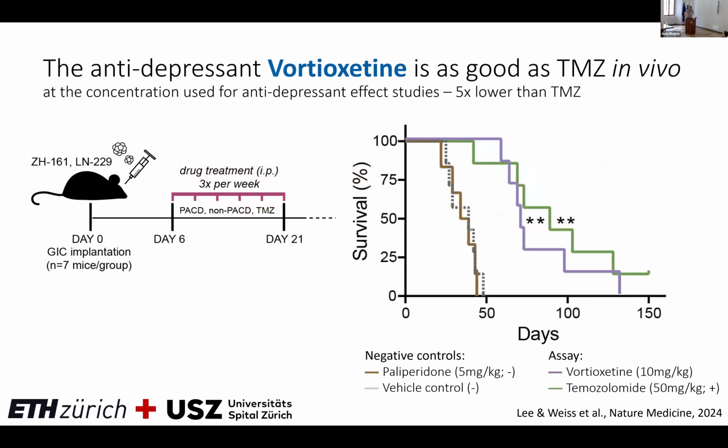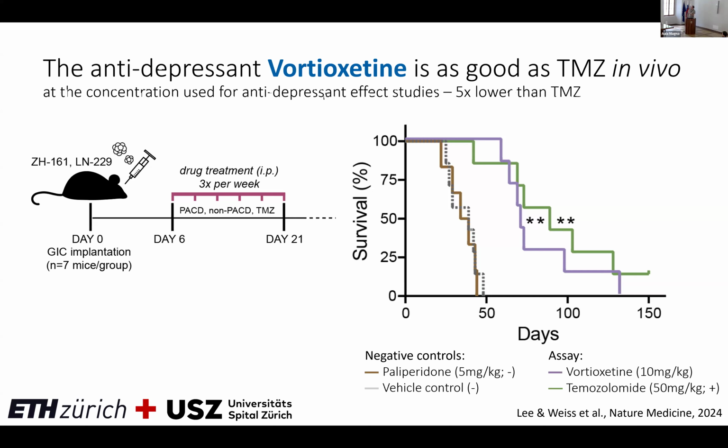A little last nugget of validation for this data. So the strongest drug that we found from this effort was vortioxetine. This is a safe and clinically approved antidepressant that's taken by millions of people around the world for months. And so what we did together with our clinical collaborators was a number of in vivo experiments where we inject glioblastoma initiating cells into mice, let the tumors grow, and then start treating these mice, either with a standard of care, negative controls, positive controls, or this vortioxetine.